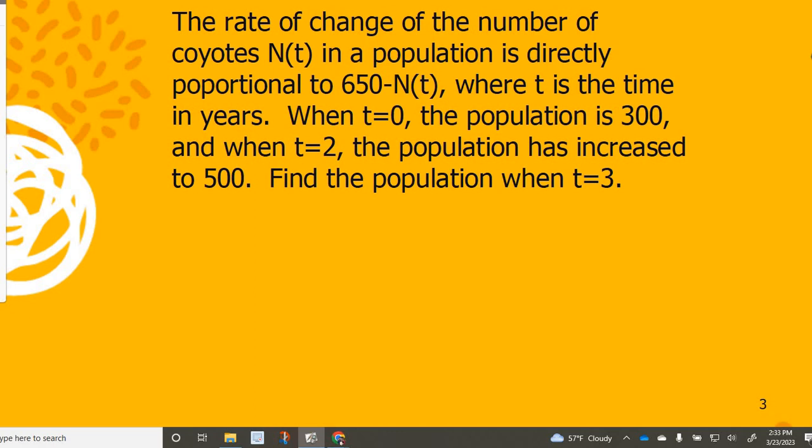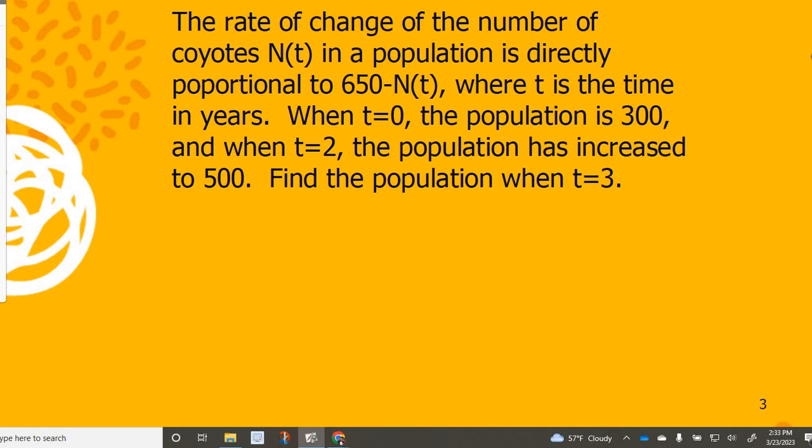Alright, number nine. The rate of change of the number of coyotes in a population is directly proportional to 650 minus n, where t is the time in years. When t equals 0, the population is 300, and when t equals 2, the population has increased to 500. Find the population when t equals 3. Let's set up an equation to start with, yeah?